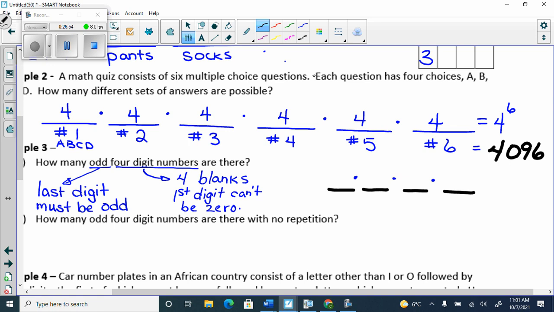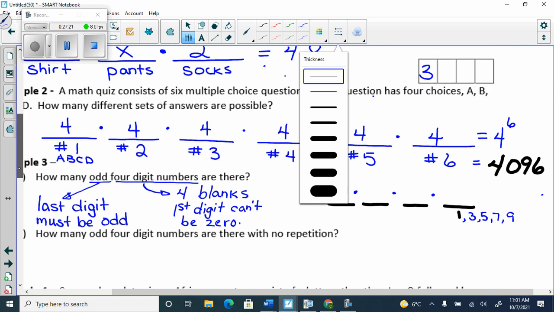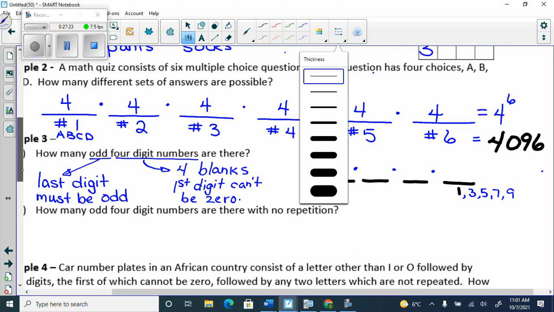Could it be 11? No, that's a 2-digit number, and each one of these blanks can only fit a 1-digit number in it, correct? So my back options are going to be, I always list my options below and how many there are above. So in the back digit it has to be 1, 3, 5, 7, or 9. Those are my options.